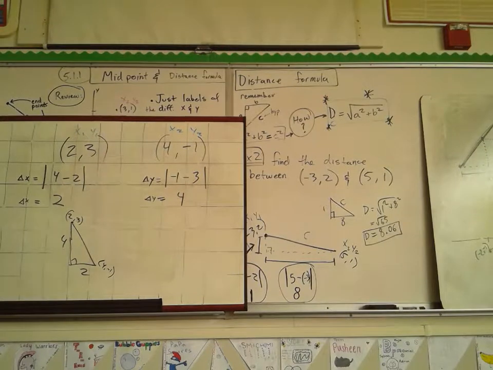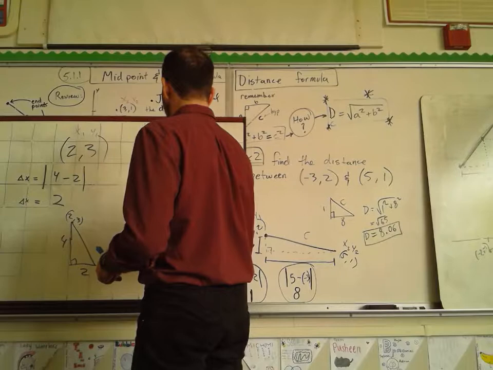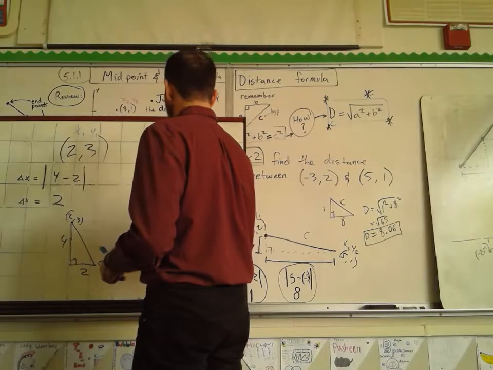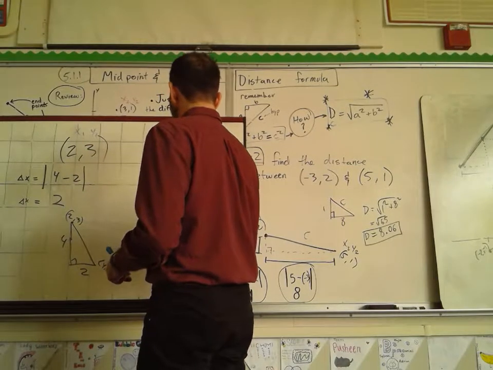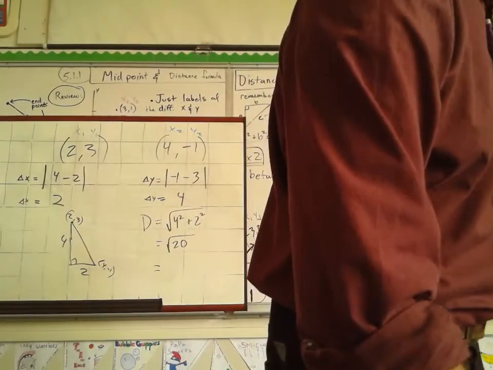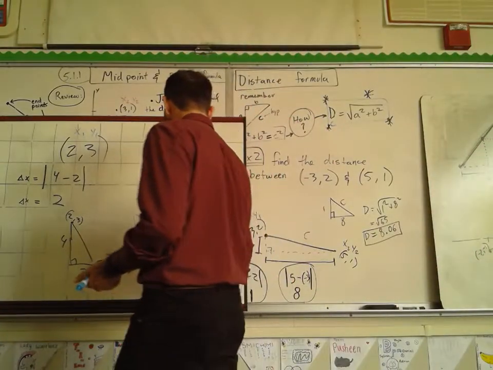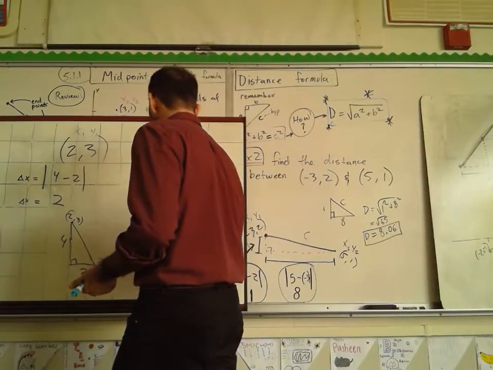So now we just go to the distance formula. D is equal to the square root of 4 squared plus 2 squared. That's the square root of 20. And from there, we're going to go to find the decimal. 20 square rooted is 4.47. All right, I want the answer in the hundredths place like that.